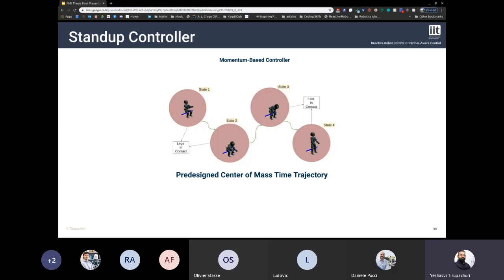The stand-up controller is basically a momentum-based controller with high priority given to a pre-designed center of mass trajectory. The state machine of the controller is divided into 4 states, where in the first state the robot is balancing on the chair and it reaches state 2 by moving the center of mass forward. Then it reaches state 3 by moving the center of mass a little higher, and it reaches state 4 by moving the center of mass further forward and higher. During states 1 and 2, the upper legs of the robot are in contact with the environment, which is the chair. During states 2 and 3, the feet are in contact with the environment, which is the ground.